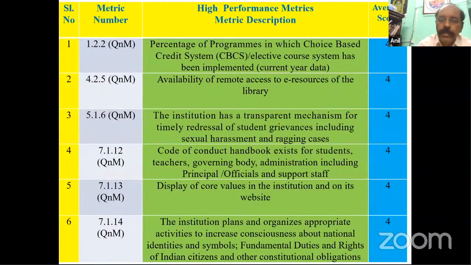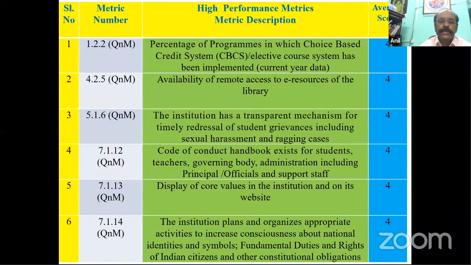Now I would like to come to the high performing metrics. I congratulate the state of Andhra Pradesh for being first in implementation of CBCS. Under 1.2.2, the percentage of programs in which the choice-based grade system and elective courses system has been implemented, most of the colleges are scoring, because from 2015 onwards every college has implemented CBCS. And 4.2.5, availability of remote access to e-resources, again we scored better here. It is a high performing metric.